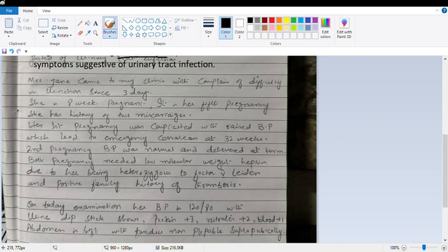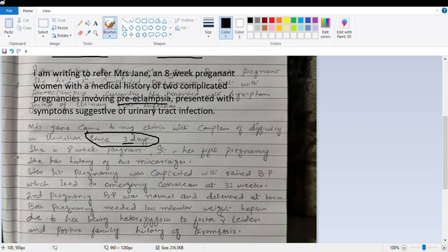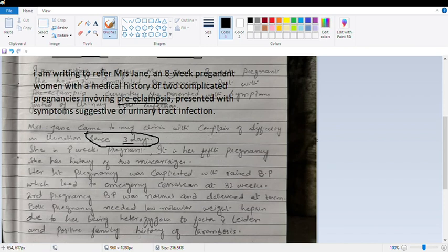So the next thing that I want to mention is Mrs. Jane came to my clinic. Instead of that you can write like this, since 3 days. You can write the date here, so you can minus 3 days from this date, like 21 8 12 2012. So you can write: on 21-8-12, Mrs. Jane came to my clinic with complaints of difficulty in urination. That's it. I don't know why you left these blank spaces. This is not appropriate, to be honest. If you do this in your exam, you will definitely lose marks. Okay, so please don't do that.